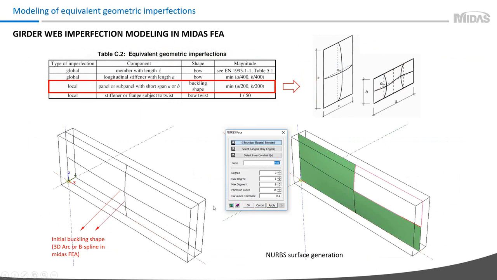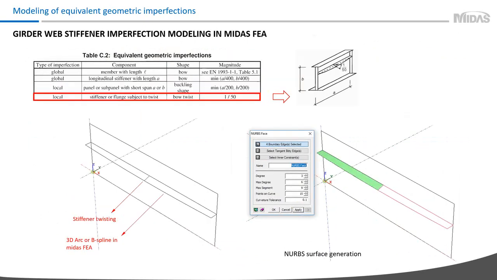Then Midas FEA has a special feature, the NURBS surface, using which you can create a surface with complex shapes based on the selected lines. The initial lines of the NURBS surface can be imported from AutoCAD as well. So you can create these lines inside Midas FEA software, or you can import them from other software.